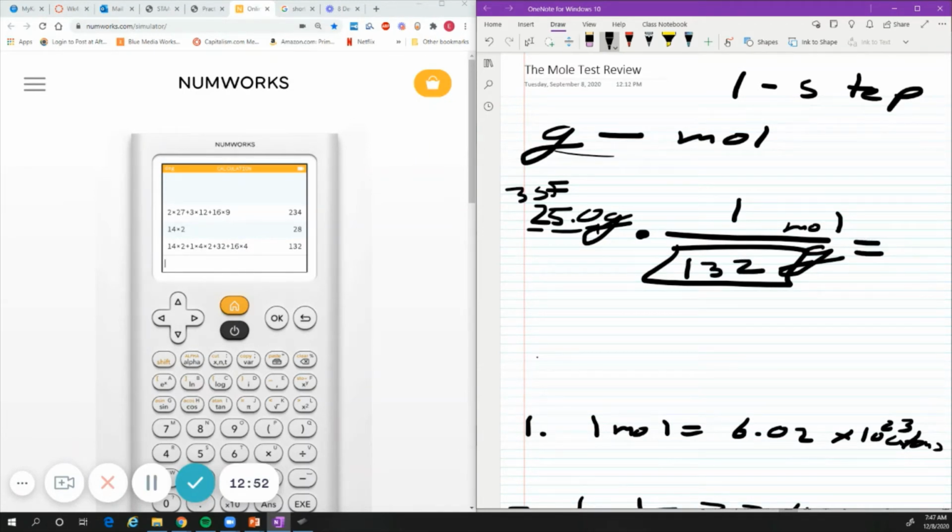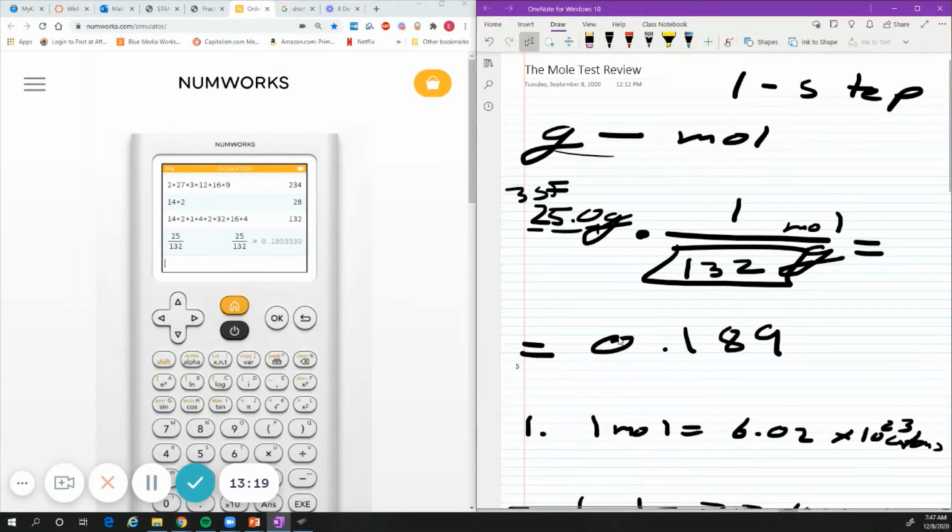And all that's left is just do the math. So I have 25.0 multiplied by 1 is just going to be 25, and then just divided by 132 will give me my answer. So let's do it. Let's go back to the calculator. 25 divided by 132, I get an answer of 0.189. I could keep going, 939, but I know that I need to have 3 significant figures. This doesn't count, so 1, 2, 3. I don't have to round up, so I can just delete that 3. And my answer is 0.189 moles.